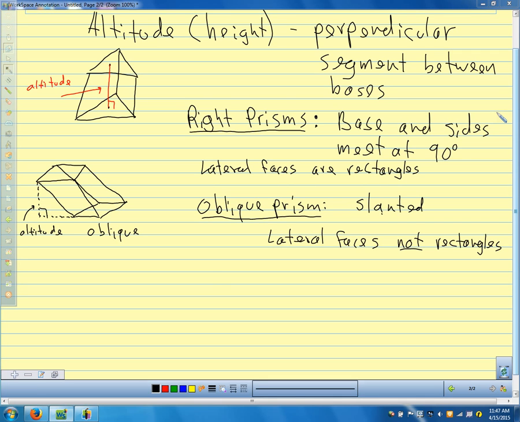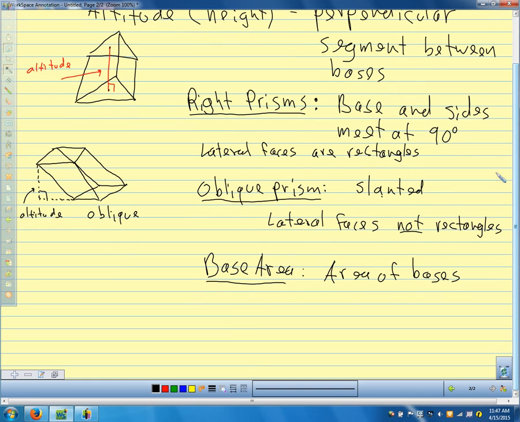The base area. We'll talk a lot about base area. Base area is the area of the bases. And the surface area is just the total area of all of the faces. I'm just going to say the total area. And that's really what we're interested in here.